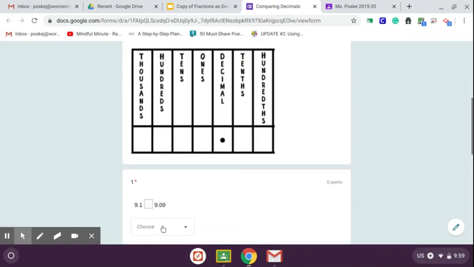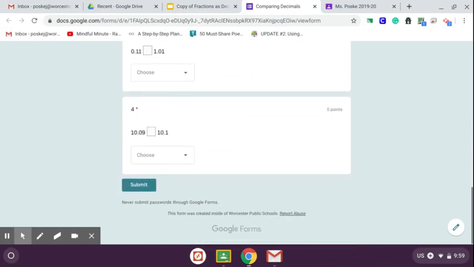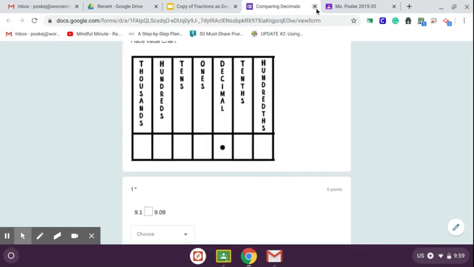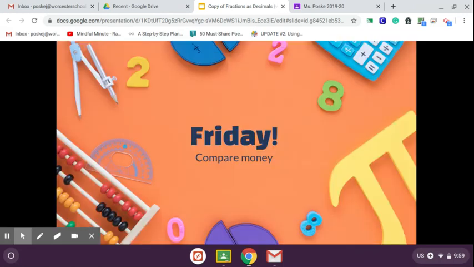So you're going to be choosing, is 9.1 greater or less than 9.09? You're going to look at your left. 9 and 9 are the same. 1 and 0 are different, so you need to choose which symbol it's going to be: equal, greater than, or less than. Is 9.1 greater than 9.09, or is 9.1 less than 9.09? So use those strategies. You only have 4 questions to do on this. And then I'm going to be giving you a quick check.